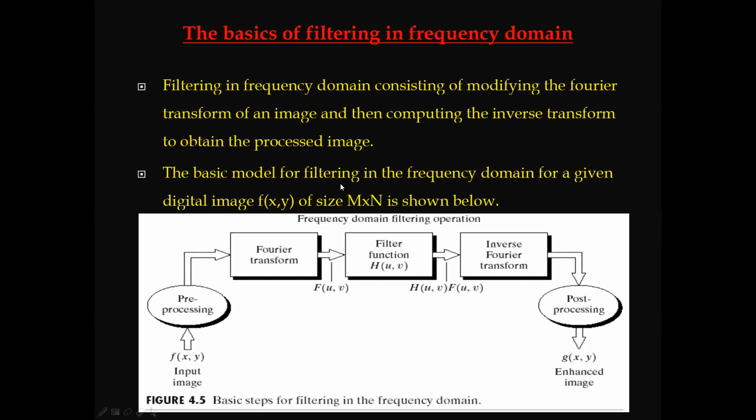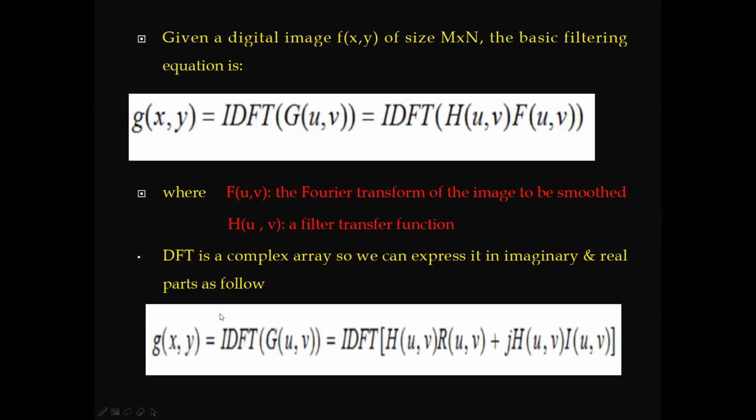The basic model for filtering in frequency domain for a given digital image f of x comma y of size M by N is shown below. So this is the basic diagram for performing the frequency domain filtering operation. That means how to perform the filtering operation in frequency domain. With this block diagram, you can perform the filtering operation in frequency domain. First, we have to take the input image f of x comma y. So we need to do the pre-processing.